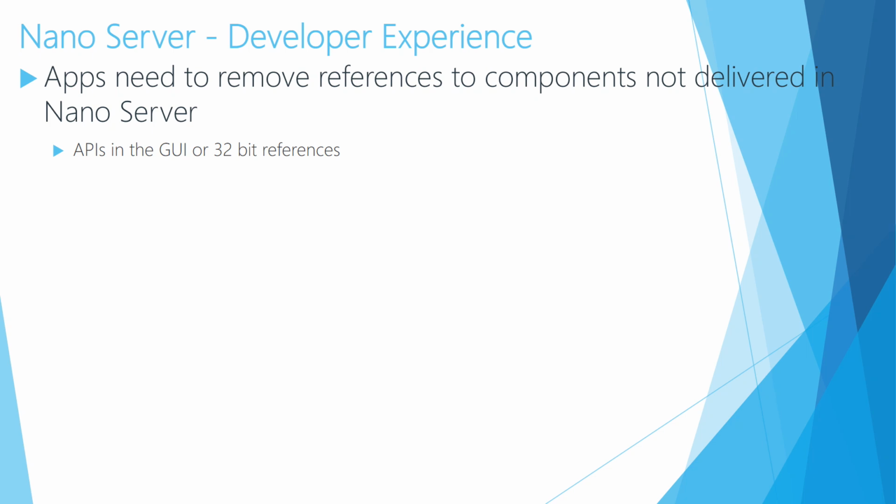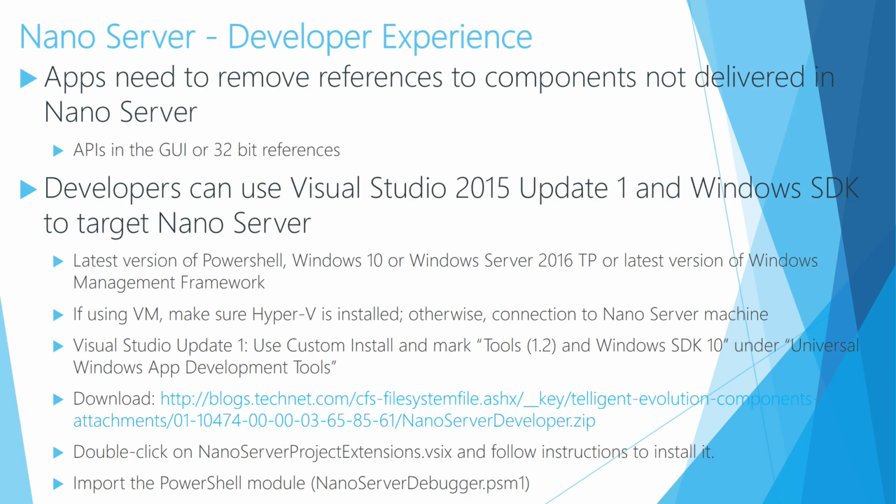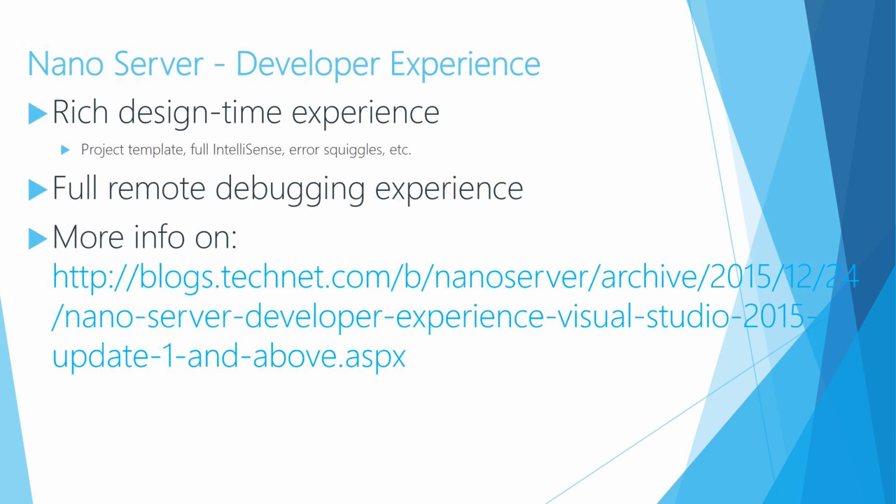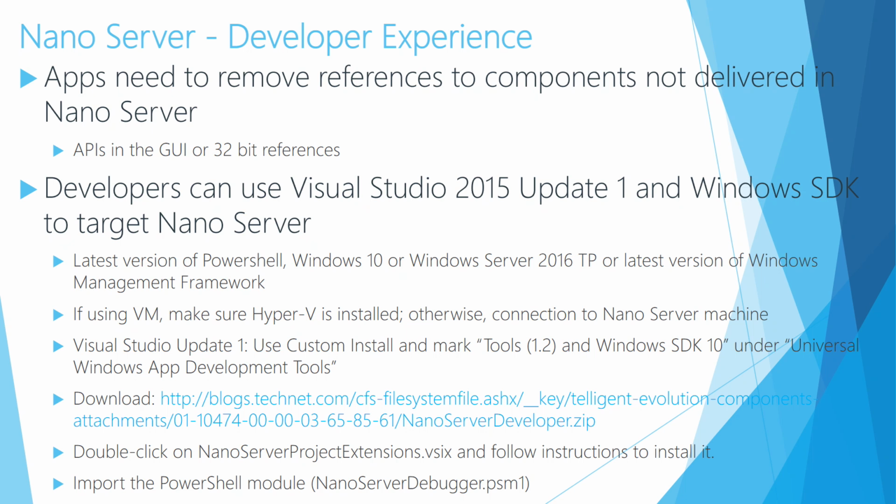Cool. So here's the point with being able to take what developer knowledge you have and take it to Nano Server. We don't want to redefine the developer experience around a lightweight product. We want to take the best developer experience and bring that forward to Nano Server. So apps need to remove references to what is not in Nano Server, and 32-bit references. And developers can use Visual Studio 2015 Update 1 and the Windows SDK to target Nano Server today. This functionality has been around since TP3, but it's gotten significantly better in the past few months.